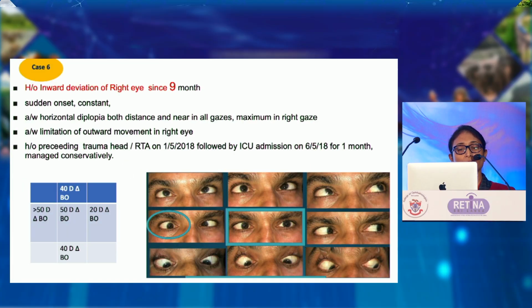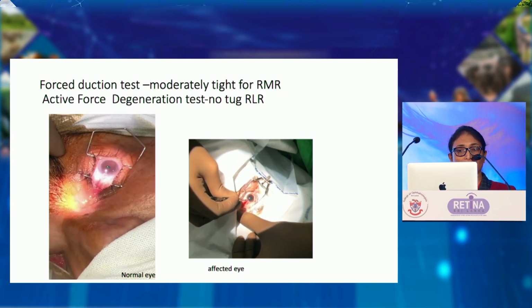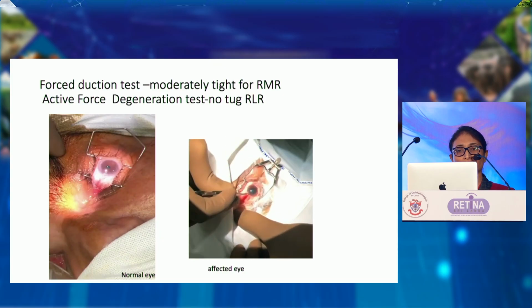So coming to the sixth nerve palsy, this patient presented with post-traumatic sixth nerve palsy in the right eye. You could see there was a large esotropia in the primary position of around 50 prism diopters with abduction limitation of around -4, -5 because the eye was not coming to midline. Then the forced duction test was moderately tight for medial rectus, and in the force generation test, there was no tug.